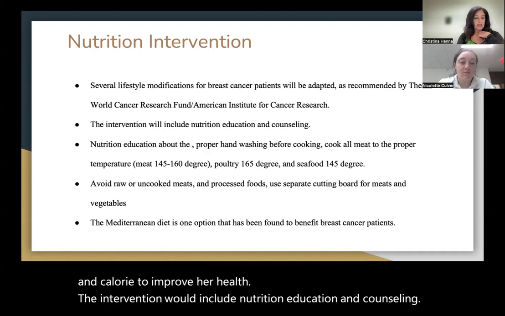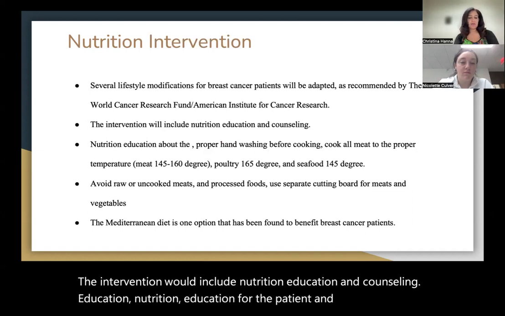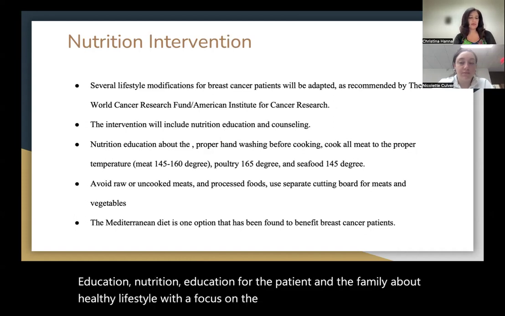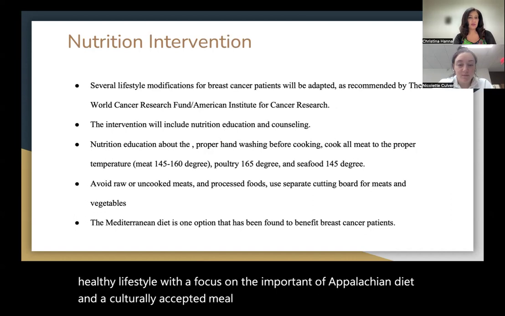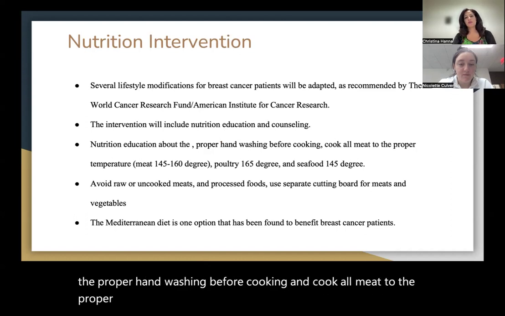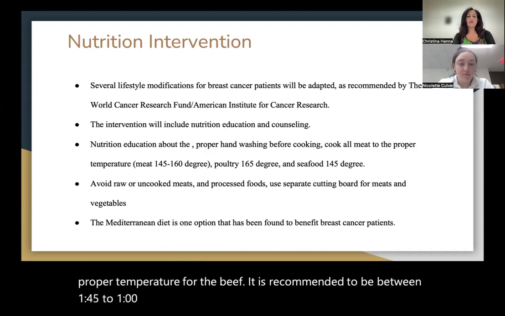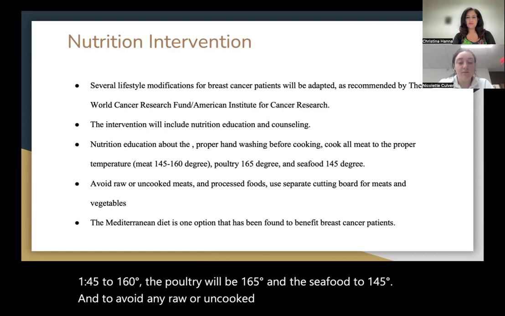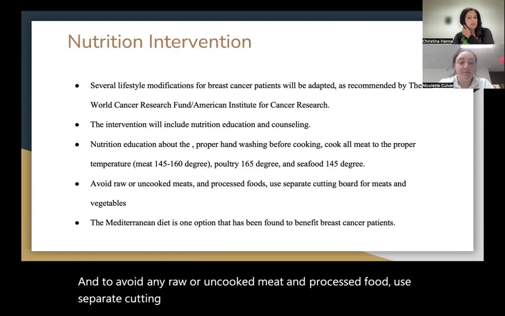Nutrition education for the patient and the family about a healthy lifestyle, with a focus on the importance of a balanced diet and culturally accepted meal planning. Nutrition education about proper hand washing before cooking, and cooking all meat to the proper temperature. For beef, it is recommended to be between 145 to 160 degrees. The poultry will be 165 degrees and the seafood 145 degrees. And avoid any raw or uncooked meat and processed food, and use separate cutting boards for meat and vegetables.